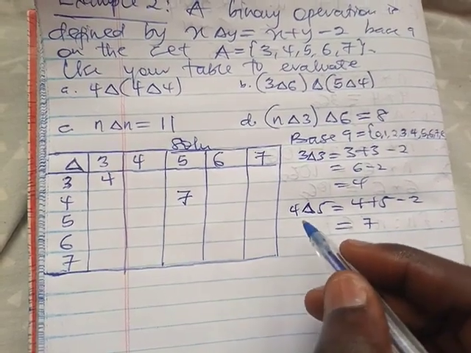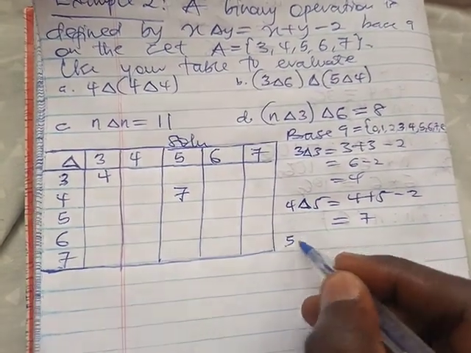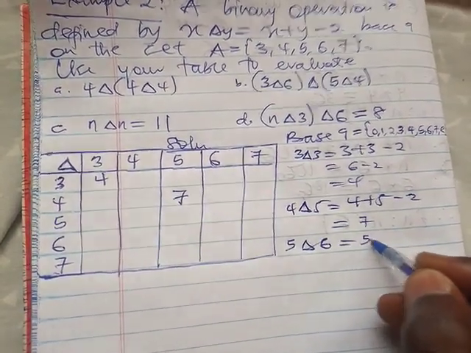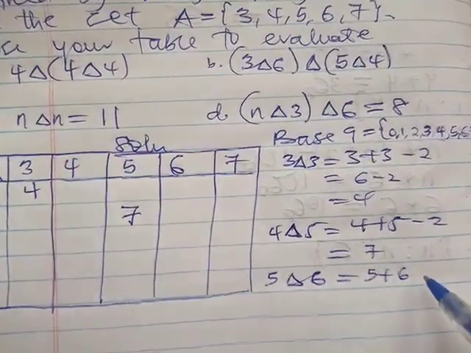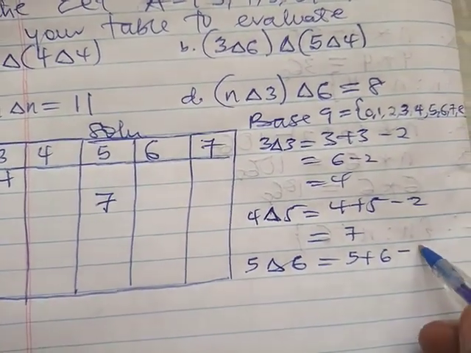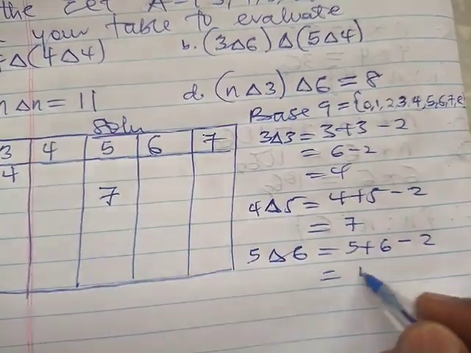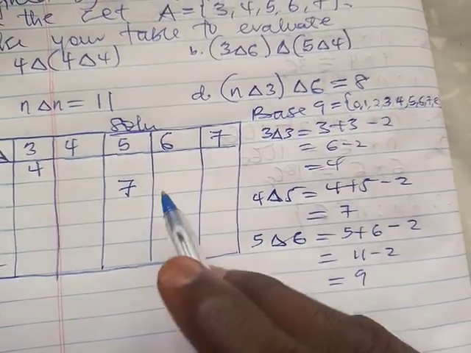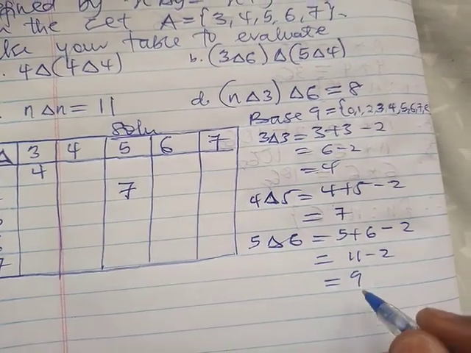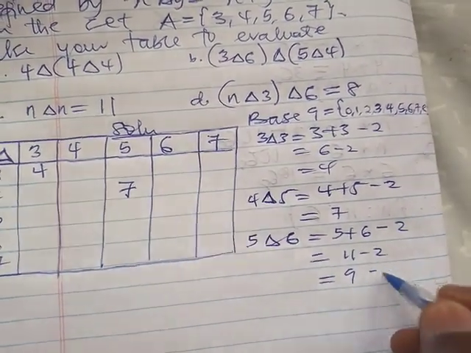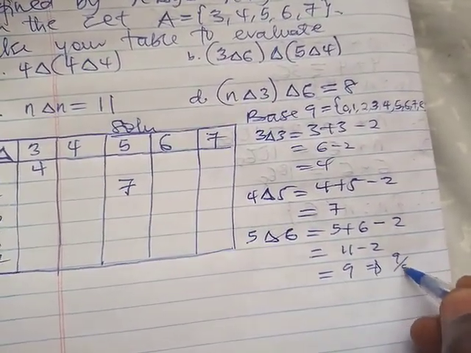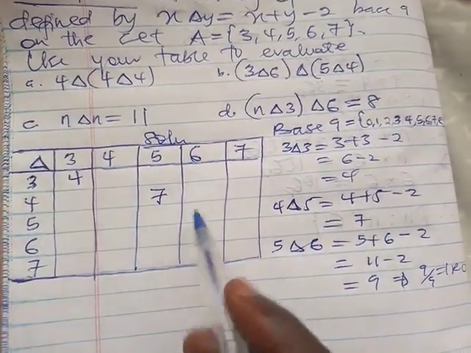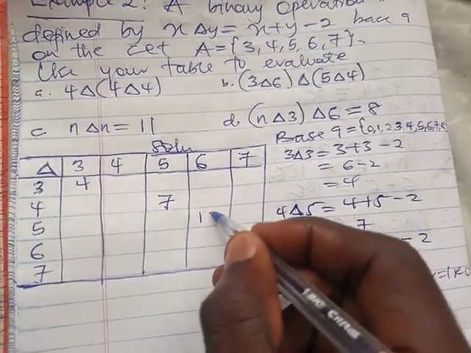Let's look at 5 delta 6. That's 5 plus 6 minus 2. We have 11 minus 2, that's 9. Now you can't write 9 here, so you divide 9 by the base. So we have 9 over 9, that's 1 remainder 0. So 5 delta 6 gives us 1 remainder 0.